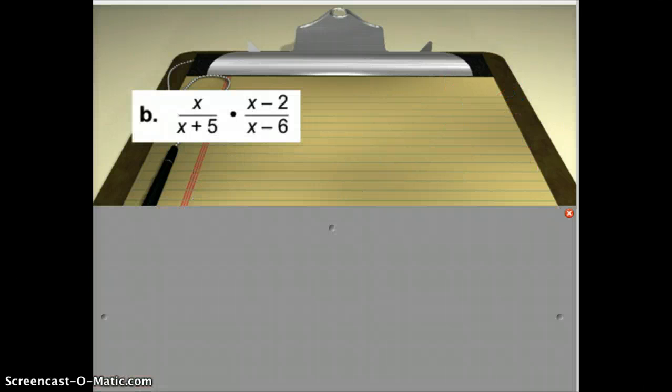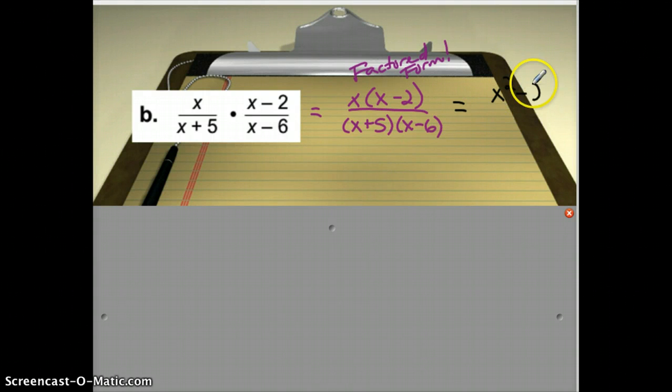All right, here, x over x plus 5 times x minus 2 over x minus 6. So, multiply straight across. So here I'm going to have x times x minus 2, and on the bottom I'd be doing x plus 5 times x minus 6. Okay, this right here would be called factored form, because again, I didn't see anything I could cross-cancel. If I wanted to write it in standard form, I would multiply it out, and I'd have x squared minus 2x over x squared minus x minus 30. Okay, so this would be like multiplied out.